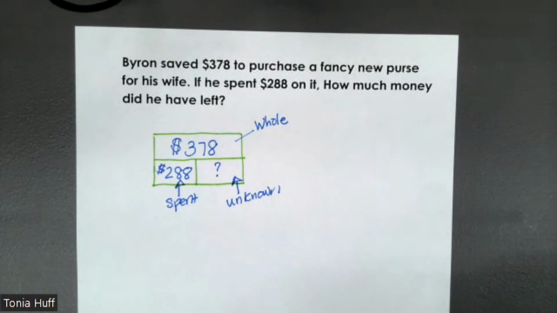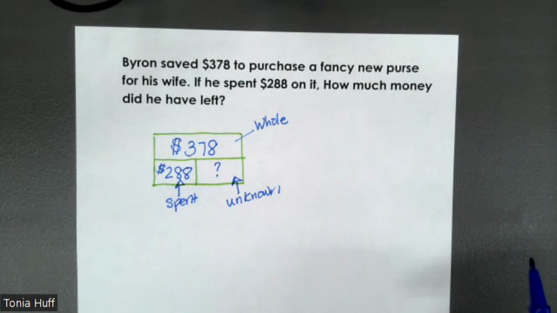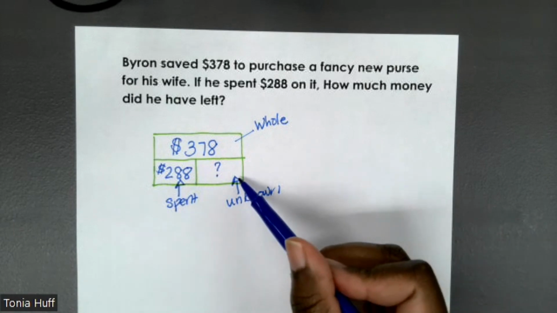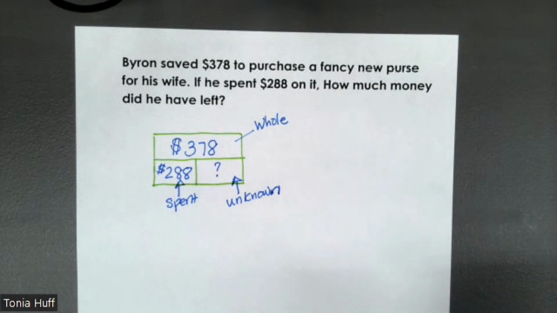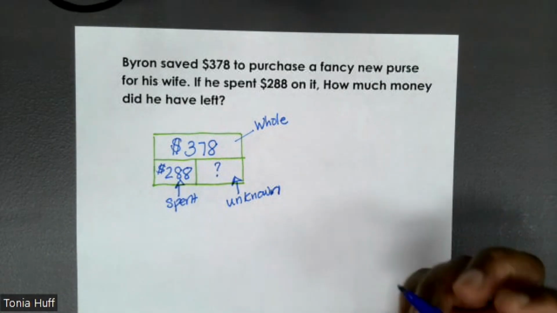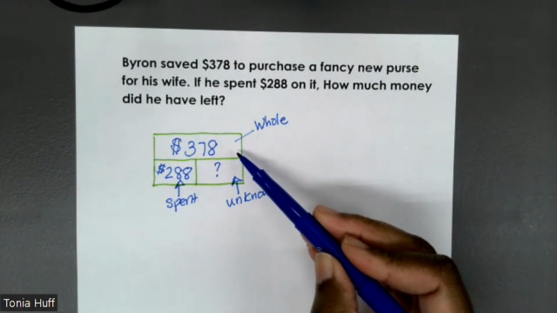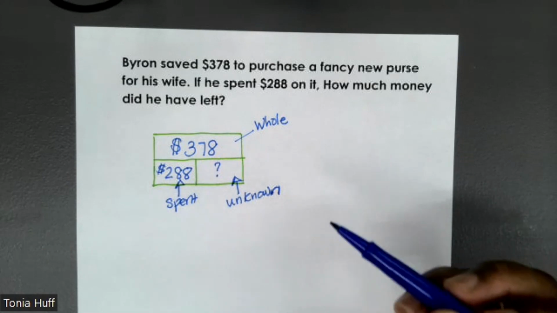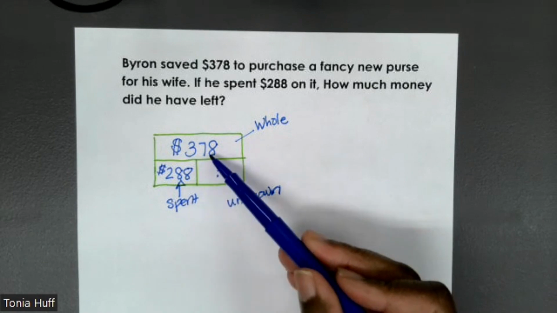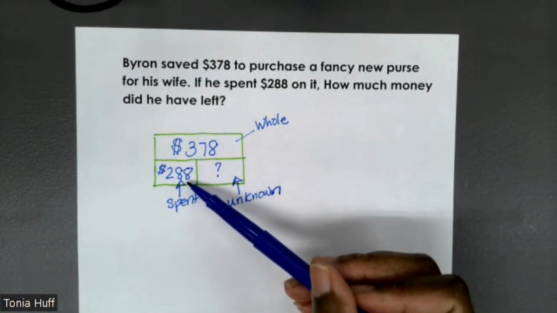So now, I know that joining parts will equal the whole. So I know if I add those together, that's going to equal the whole. So I need to determine the value of the missing part of the unknown amount. Now I understand the problem a little better. I understand that the total amount of money Byron saved was $378 and that one of the parts is $288. So I need to figure out the difference between these two numbers, between 378 and 288.